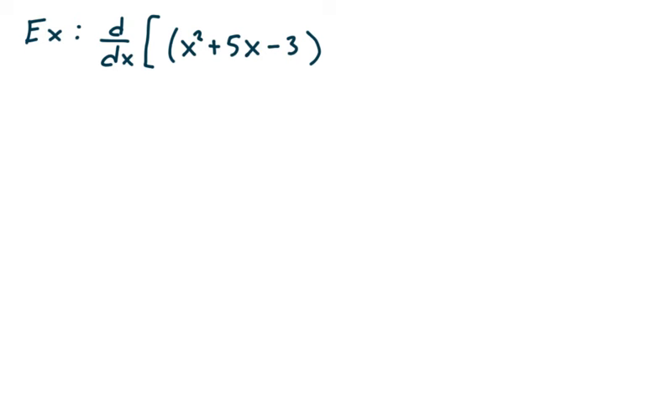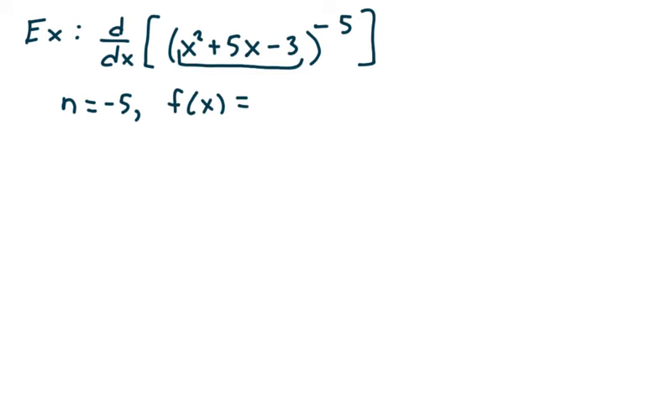Let's do a second example. Suppose I want the derivative of, and we'll do this one, how about x squared plus 5x minus 3 to the negative 5 power. So in this example, n is equal to negative 5, and my function is going to be this piece here, which is x squared plus 5x minus 3. So again, we're looking at the chain rule for a specific looking function.